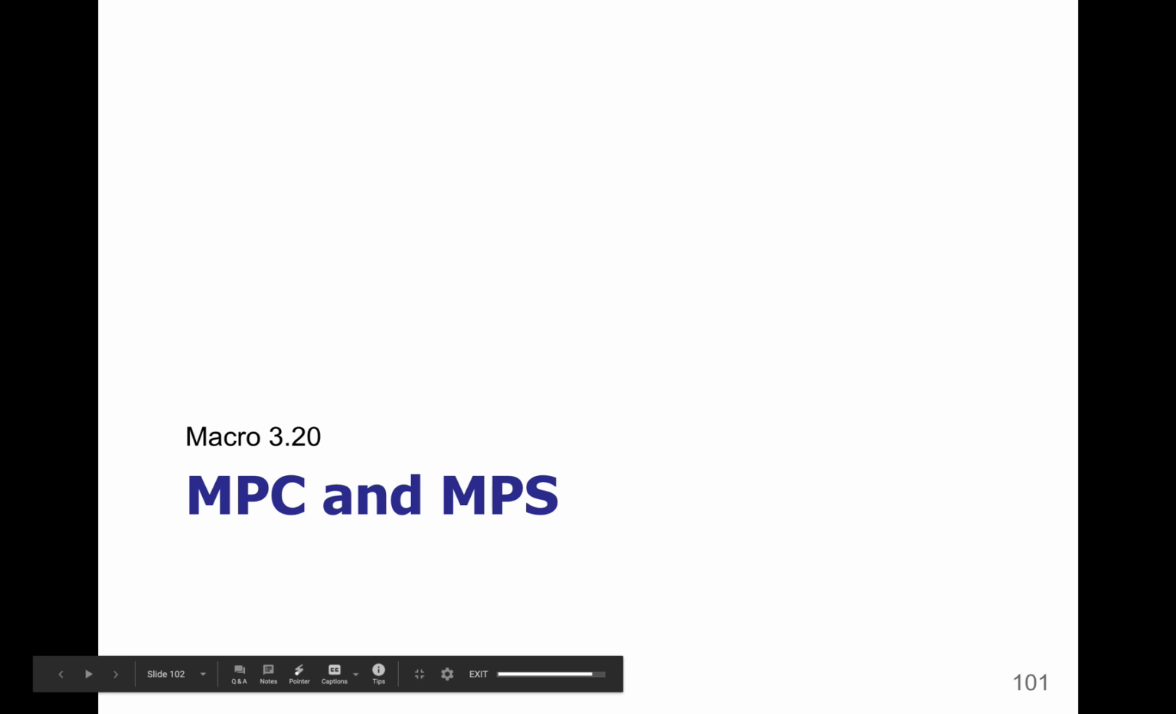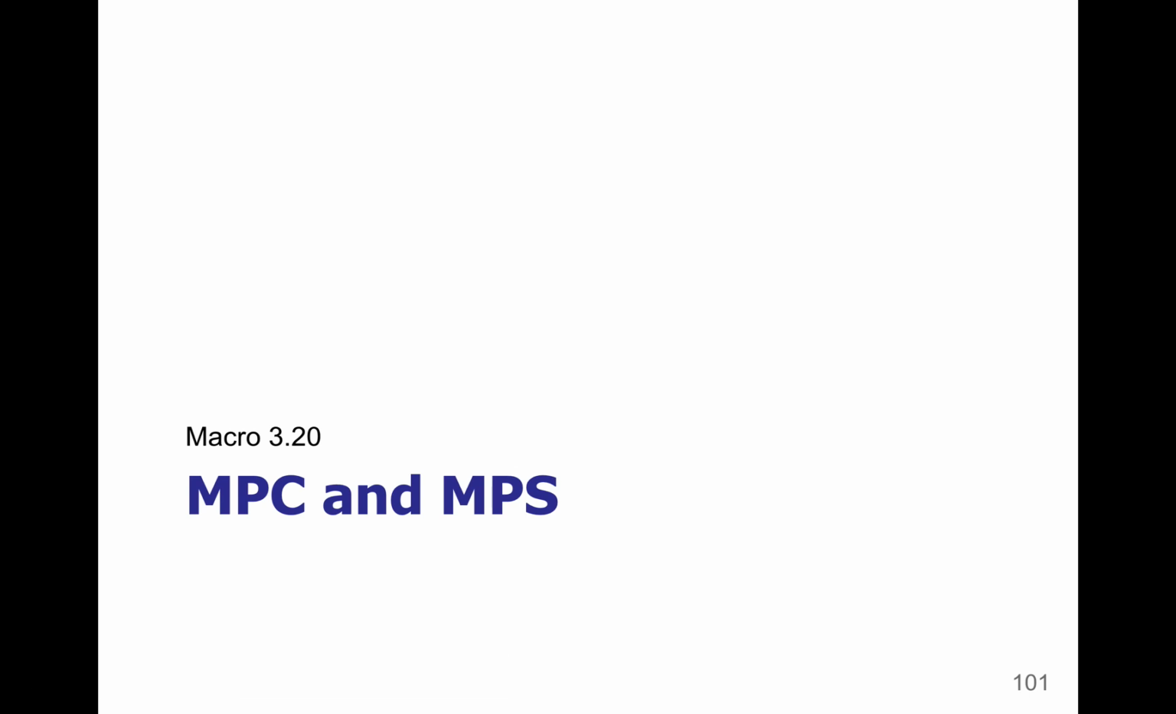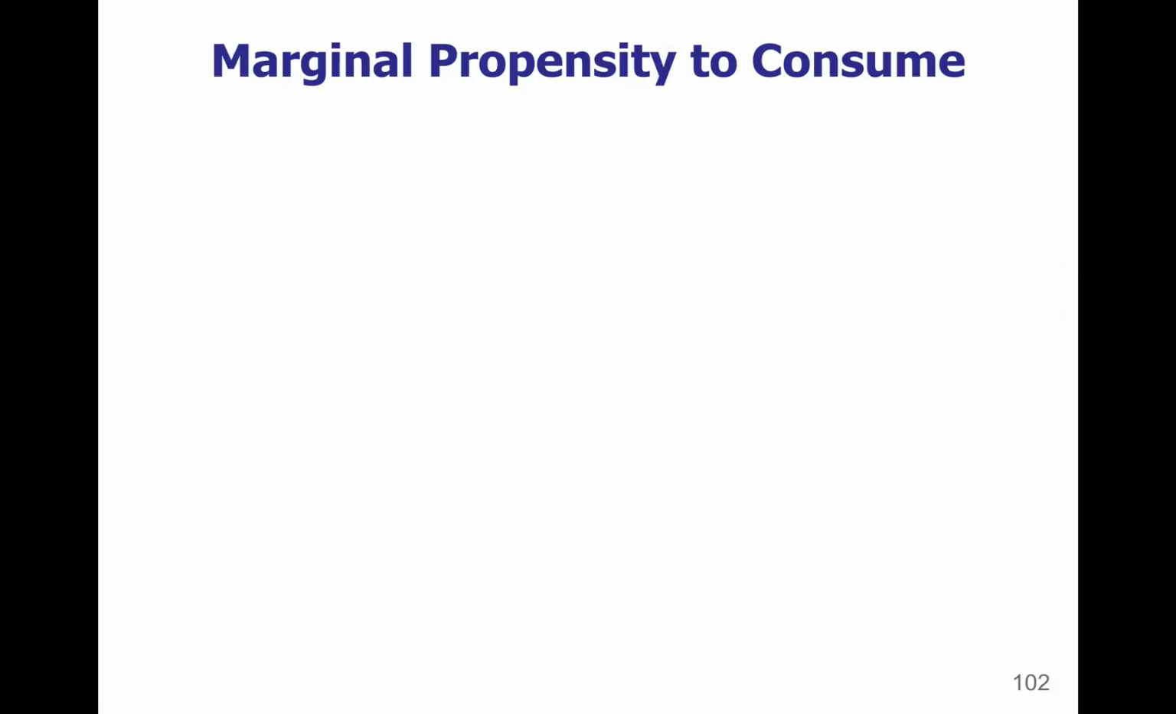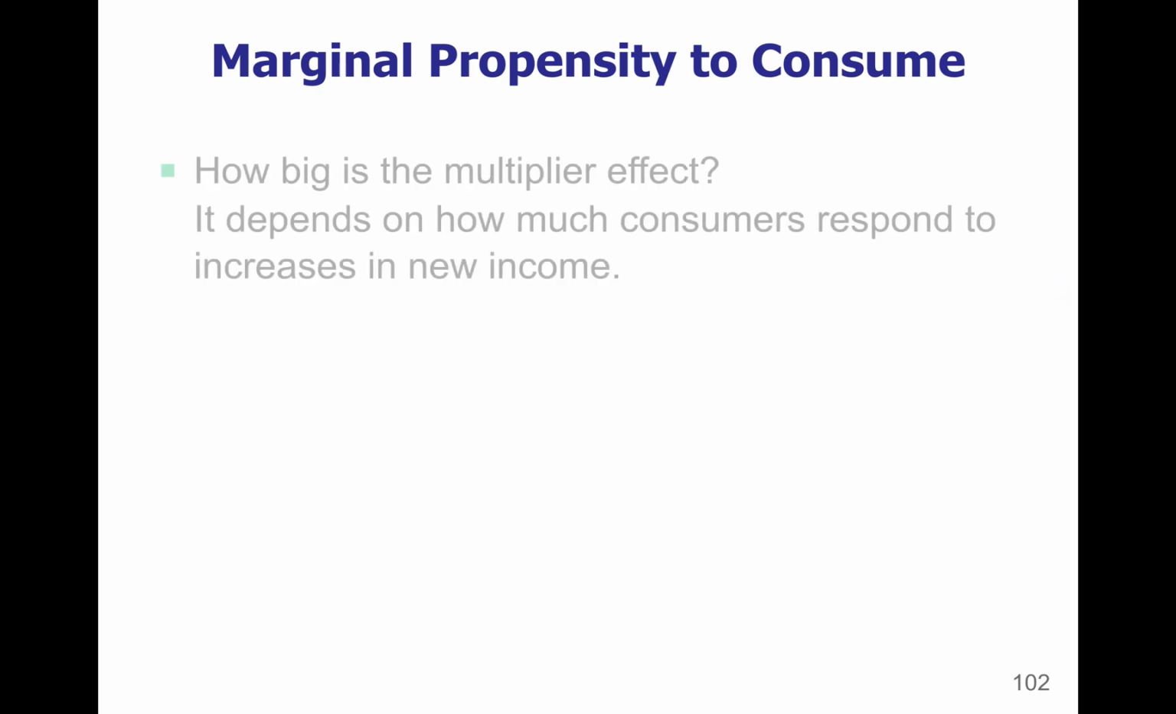This is your macroeconomics video on the MPC and MPS. In the last video, we talked about the multiplier effect, which basically means we're going to inject new money into the economy and it will multiply as multiple people start to spend that money. The question is, how effective is it going to be? And that is dependent upon how much of the money that we received we're going to consume versus save.